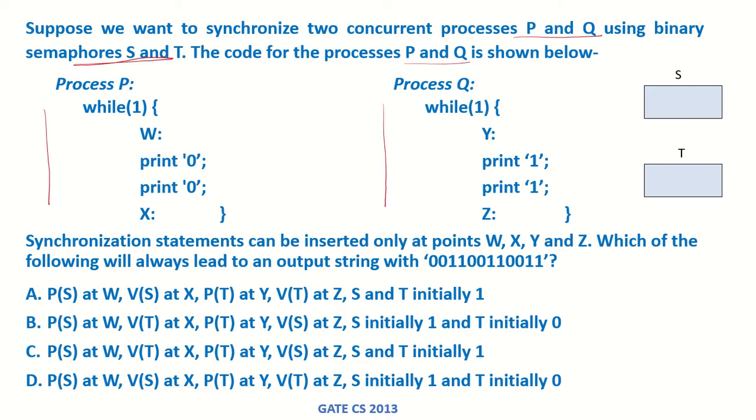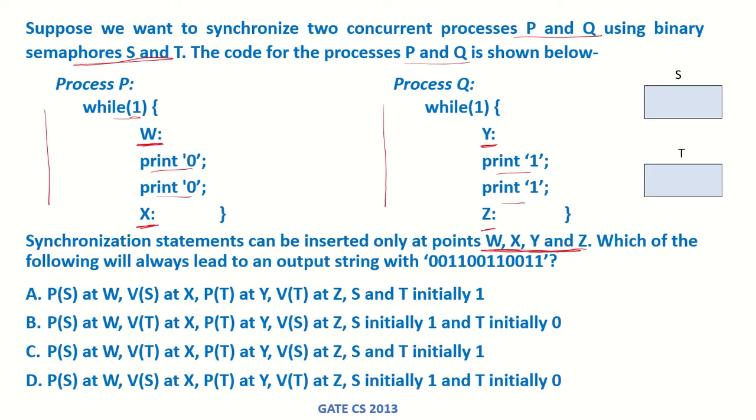Process P says while true, there is some statement over here, print 0, and some statement here. Process Q says while true, some statement here, print 1, and some statement here. Synchronization statements can be inserted only at points W, X, Y and Z. So these W, X, Y, Z are the points where we have to add some synchronization statements.